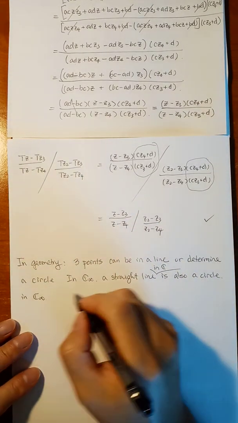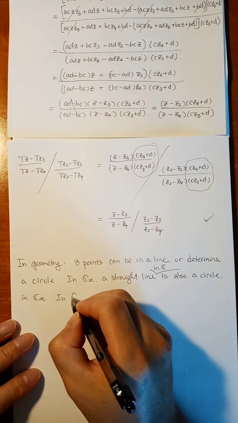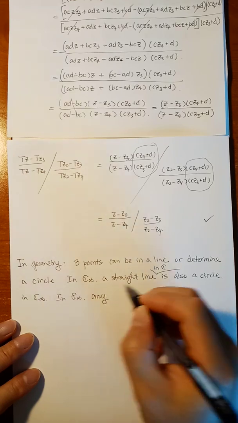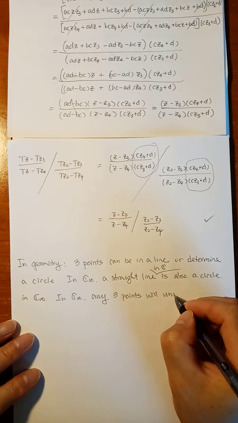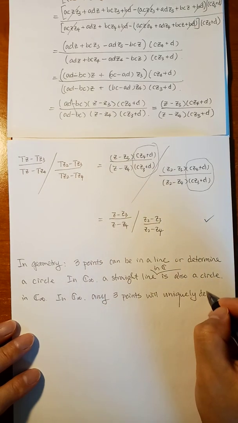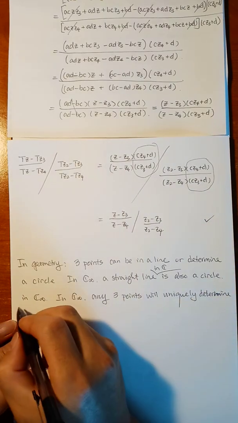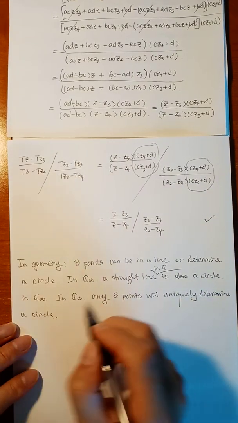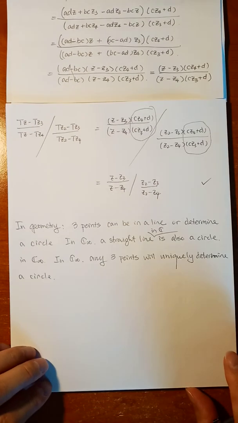So by this viewpoint, we can say that in C infinity, any 3 points will uniquely determine a circle. Okay, any 3 points will uniquely determine a circle. So that's a fact.